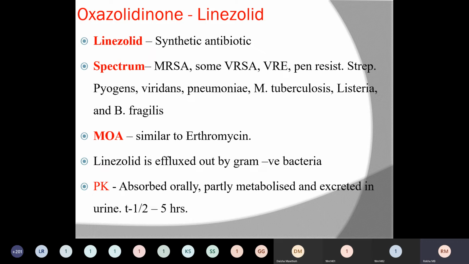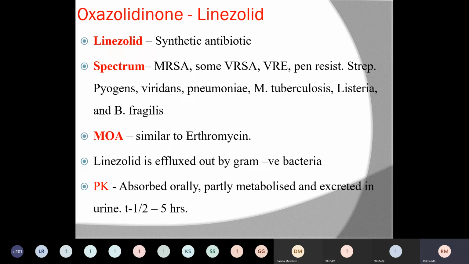The next drug is linezolid. It belongs to the oxazolidinone group. Now this linezolid is a synthetic antimicrobial agent. It is effective against the resistant gram-positive cocci and gram-positive bacilli. The spectrum of activity includes it is effective against methicillin-resistant Staph aureus, vancomycin-resistant Staph aureus, vancomycin-resistant Enterococcus.